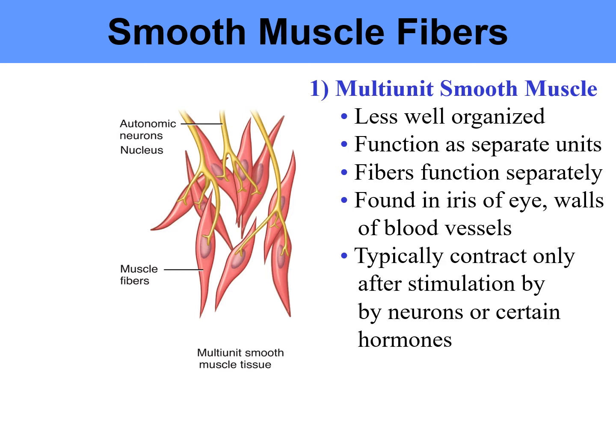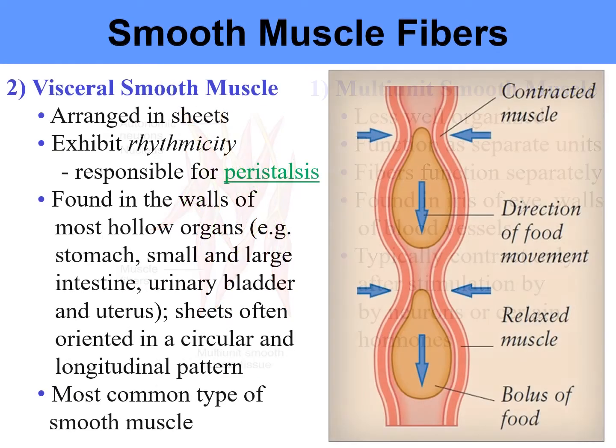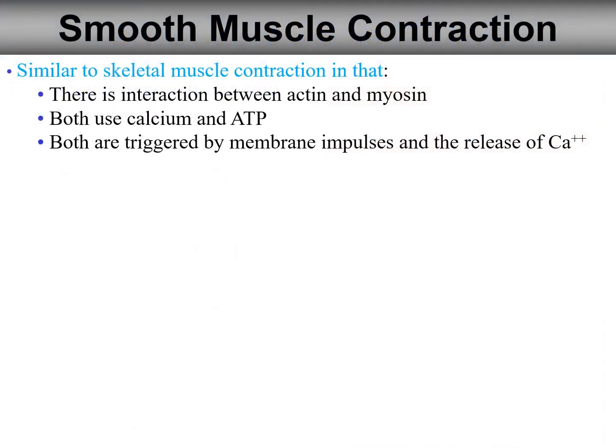There are two major categories or types of smooth muscle. The so-called multi-unit smooth muscle shown here, and visceral smooth muscle. And again, I'll let you look over the differences, pretty self-explanatory. When we compare smooth muscle contraction with skeletal muscle contraction, we note that both have actin and myosin myofilaments, both use calcium and ATP, and both rely on the release of calcium to trigger the contraction process.